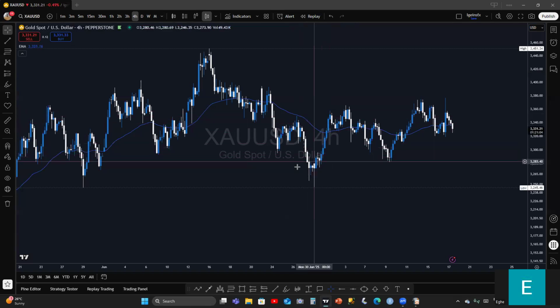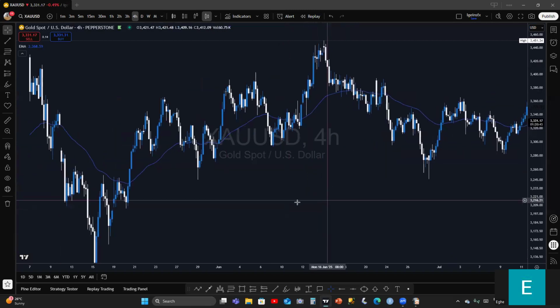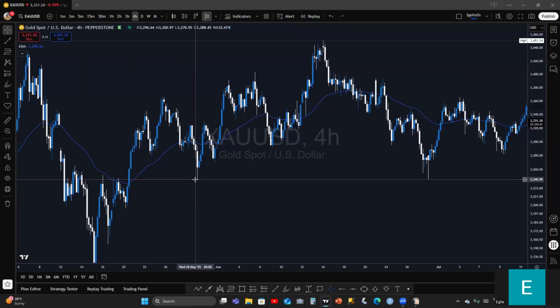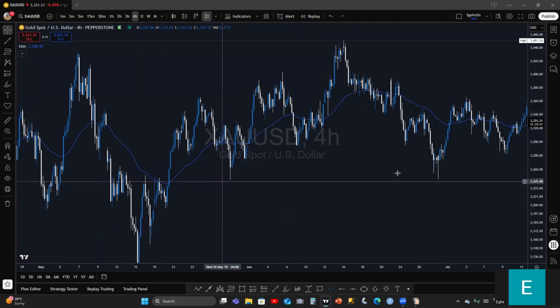So you need to just wait. As a matter of fact, you can see a very strong pin bar here. You can see a very strong rejection here. This is an indication that the buyers have rejected the price from this level. And why is that? You see that there is a resistance here and a support level here that is very, very obvious.